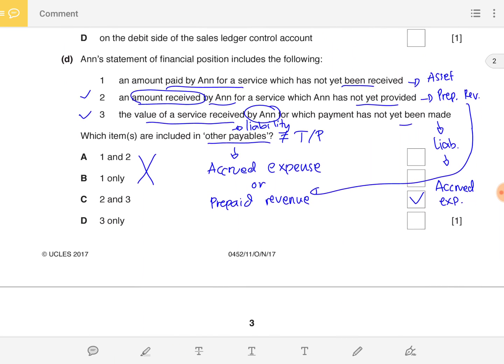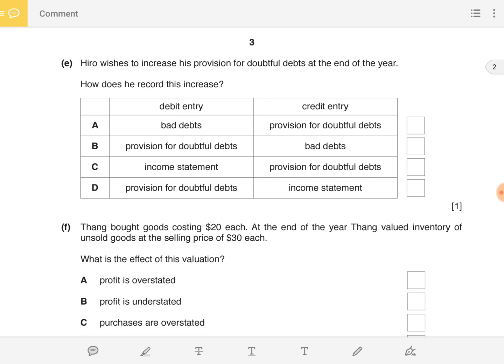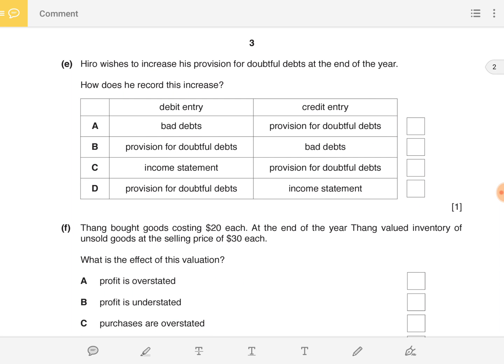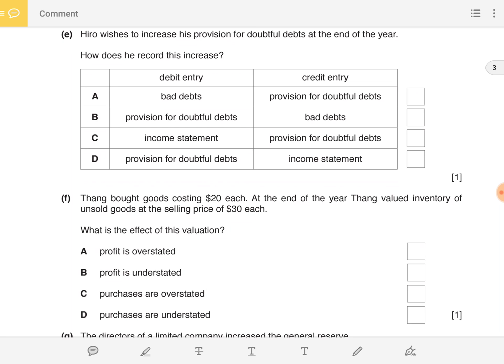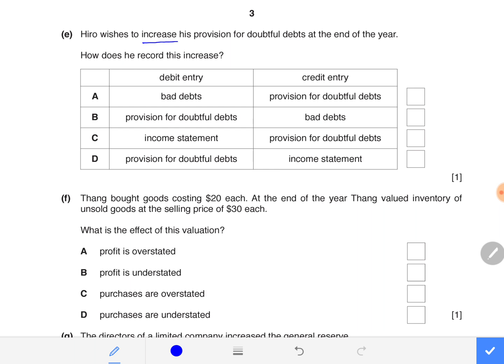Next, E. Hero wishes to increase his provision for doubtful debts at the end of the year. How does he record this increase?